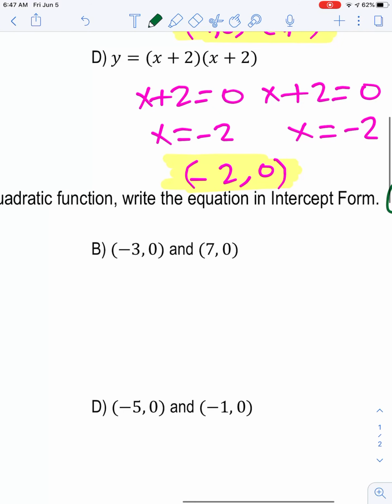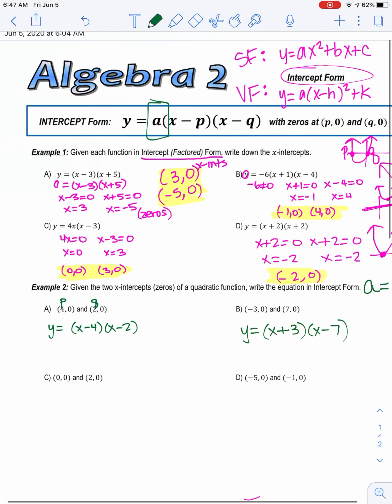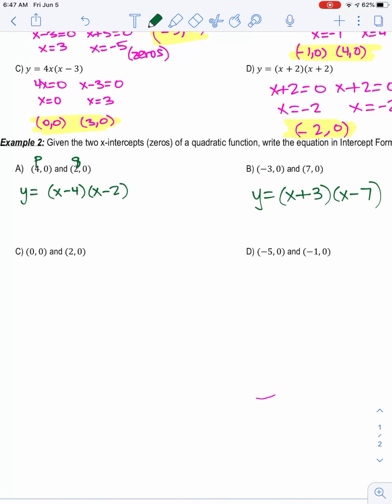All right, in part B, I have y equals x minus negative 3, so it becomes x plus 3, and then x minus 7. Notice if you look up above, for every set of parentheses like x minus 3, our answer was a positive 3. It's always the opposite, because in our original form, we have a minus in front of the p and a minus in front of the q. So when you see a negative 3, you have an x plus 3. Positive 7, you have an x minus 7. There's the equation in intercept form.